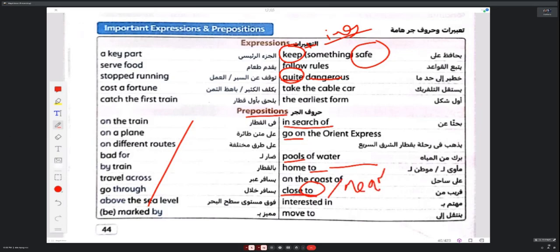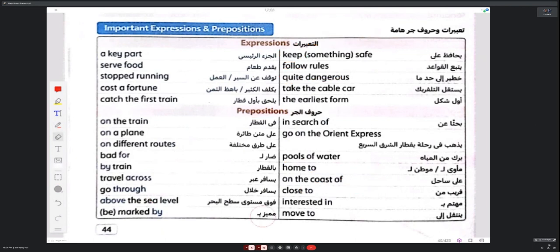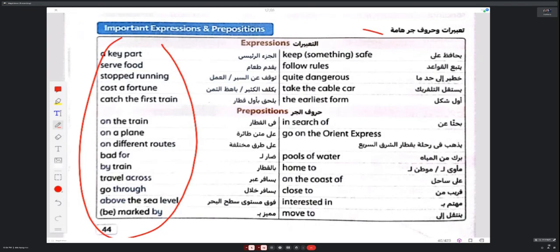I can say, for example, Lamar and Luigi are close to my heart. It means I love them very much. They are close to my heart, قريبين من قلبي. Interested in, move to. هنا يعني يعزل، ينتقل إلى يعني ينقل عفشه يعني. اوكي نقرأهم كلهم تاني. الصفة الأولانية دي كده لمار، الصفة التانية دي كده لوجي.